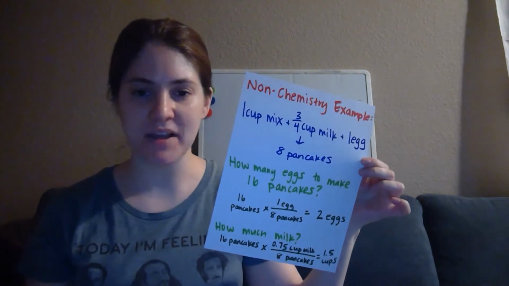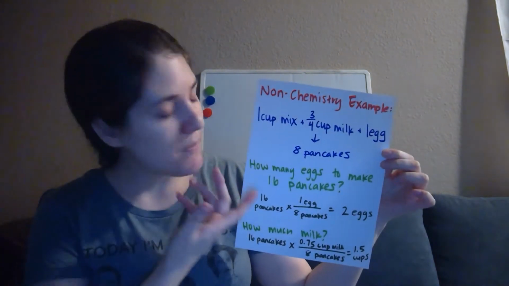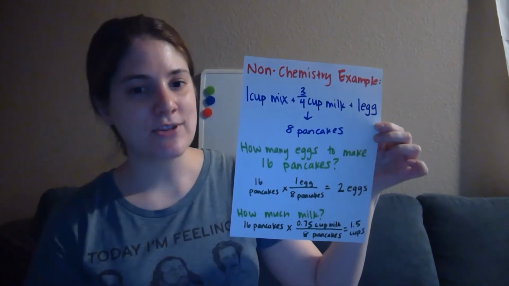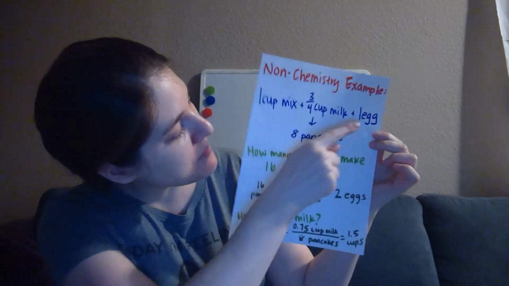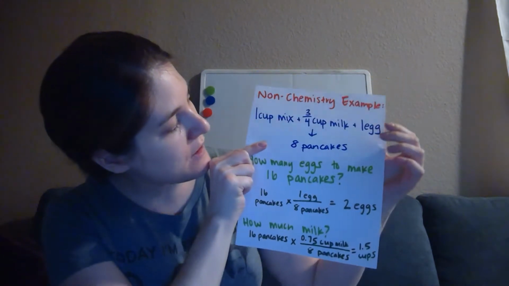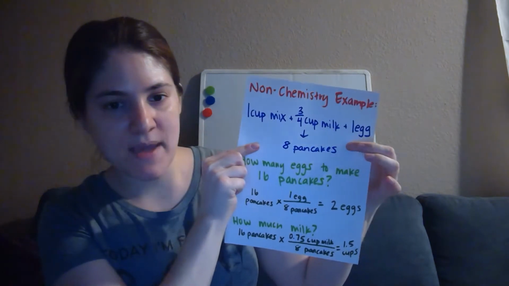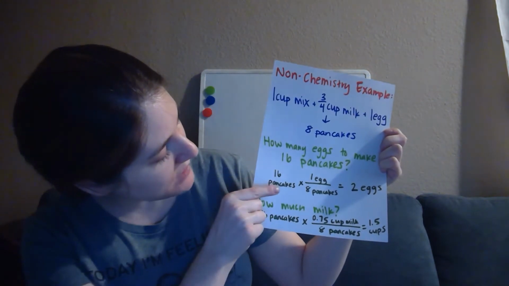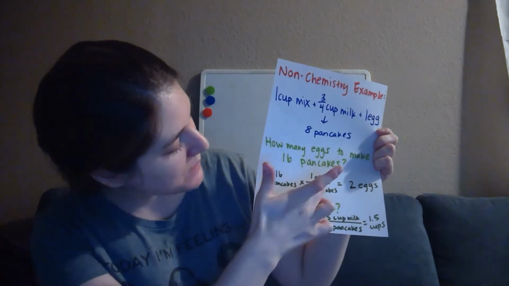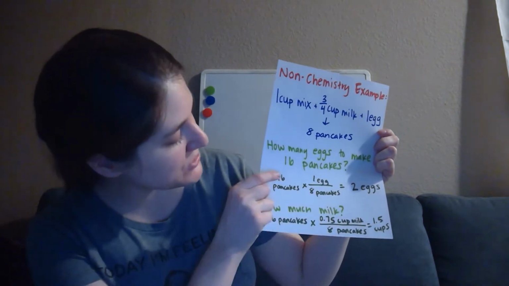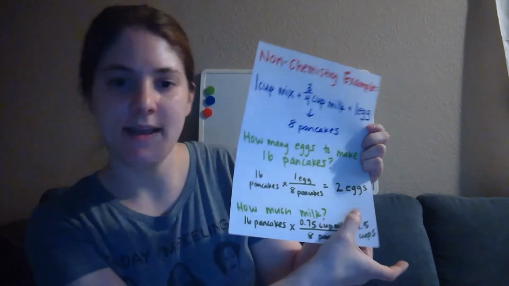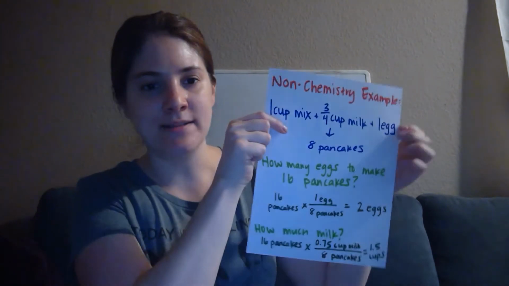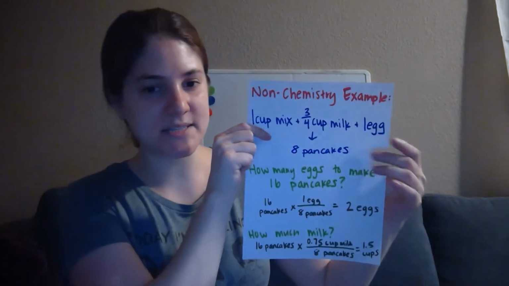But if you have a bigger family or you're just really hungry, you might want to make more. If you want to make 16 pancakes, how many eggs would you need? There's a relationship between the number of eggs and the number of pancakes: for every 1 egg, you can make 8 pancakes. So 16 pancakes times 1 egg per 8 pancakes, 16 divided by 8 times 1, gives you 2 eggs. You'd have to double the recipe, so you would need 2 eggs.